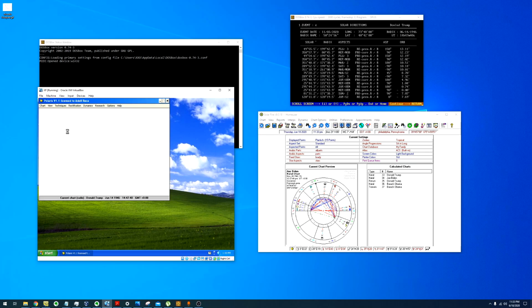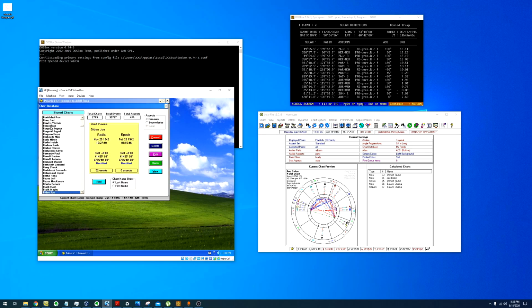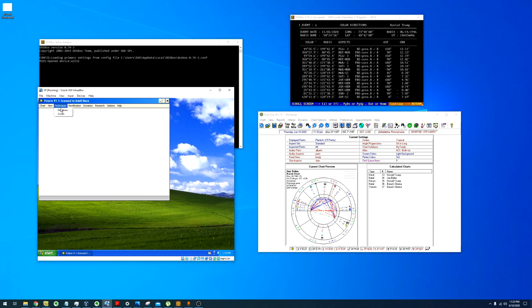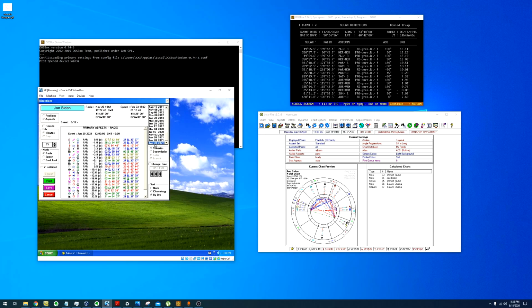I mean, if we look for Biden, Biden just doesn't have all of these deadly aspects. He doesn't have them. Mercury is opposing the third house. Yeah, I mean, it's going to be impossible for Trump to win under such directions.